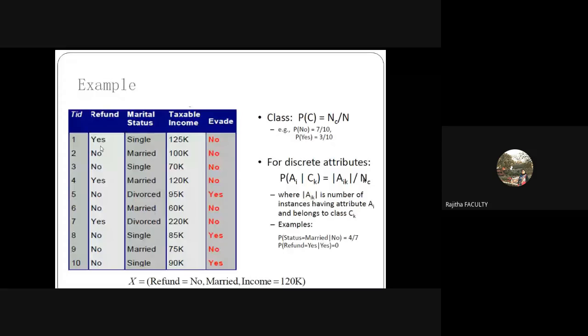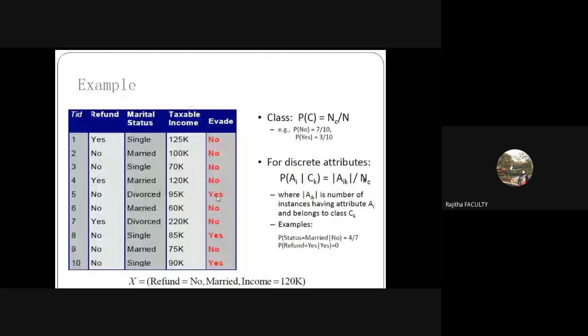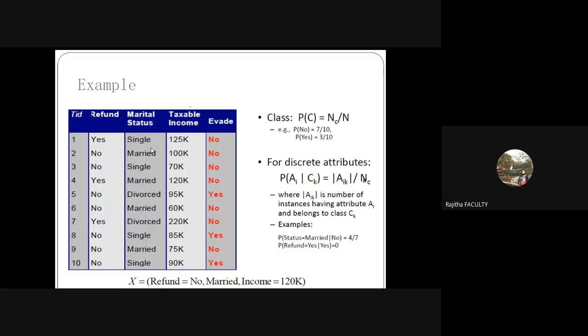Similarly, for marital status, you have here 3 individual values: single, married, and divorced, right? What is the probability of single for the class no? What is the probability of single for the class yes? Similarly, what is the probability of married with class no? What is the probability of married with class yes? Same with the case of divorced. So for marital status, you will have 6 different values, and for refund, you will have 4 different values.